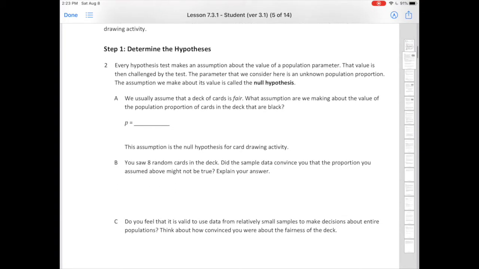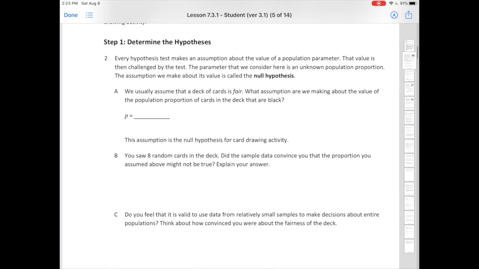So step 1, determine the hypothesis. Every hypothesis test makes an assumption about the value of a population parameter. Remember, that's our P. That's the thing we don't know, right? That value is then challenged by the test. The parameter that we consider here is an unknown population proportion. The assumption that we make about its value is called the null hypothesis.